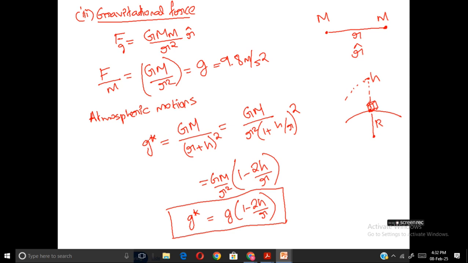Now the fourth one is the Coriolis force.